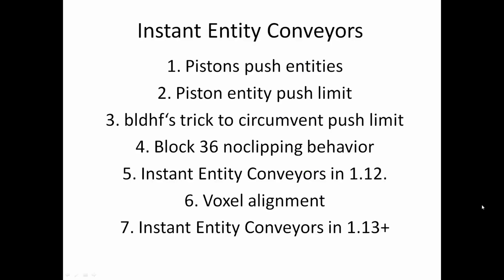So in this video we will talk about 7 things. We will first talk about the fact that pistons push entities, then we will talk about the piston entity push limit, then we will talk about a trick which BLDHF found, which allows you to circumvent the push limit. We will talk about block 36 no clipping behavior, and when using these behaviors we will be able to build instant entity conveyors that work in all versions from 1.12 and all the recent versions. But then we will also find out about another technique which I call voxel alignment, but which some other people call floating alignment. And with this technique we can make much more powerful instant entity conveyors in 1.13 plus also. Yeah, that's what this video will be about.